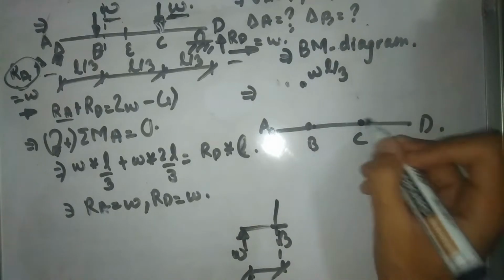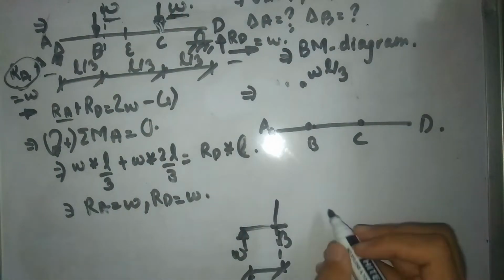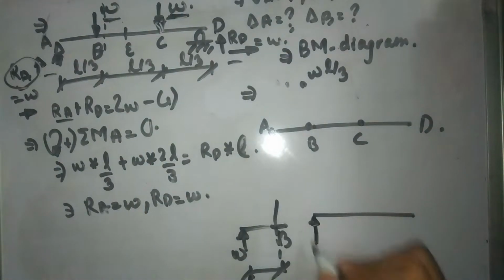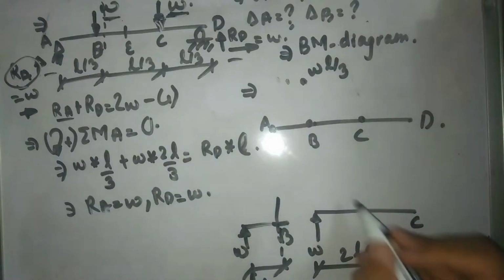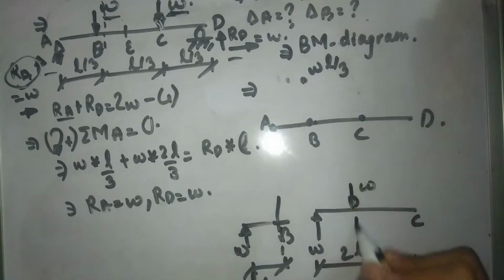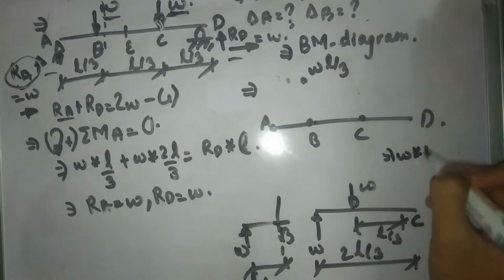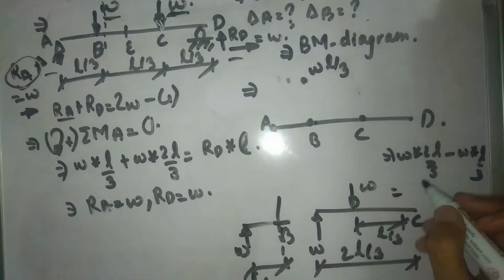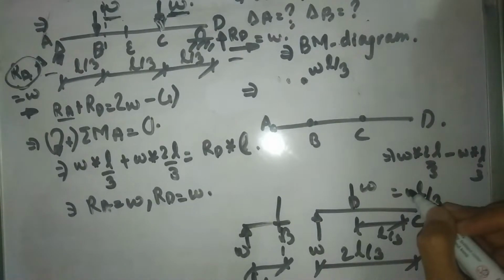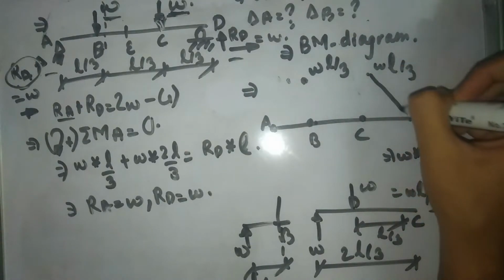Now for about C, I need to go a little bit upward, to the right up to C. So when I go up to C, I have one force W acting at a distance of 2L by 3, because when I move to C, L by 3 plus L by 3 is 2L by 3, and W is acting downward at a distance of L by 3. So this is going to be W into 2L by 3 minus W into L by 3, which is 2W, which means again WL by 3. At C also it is going to be WL by 3, and ultimately at D it is going to be 0.